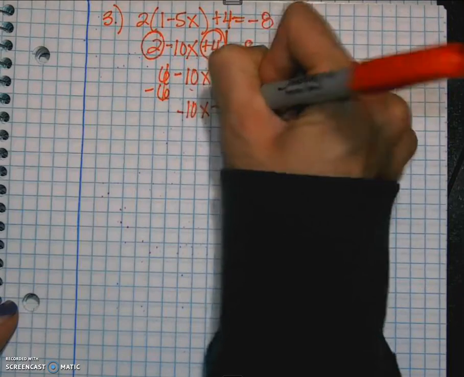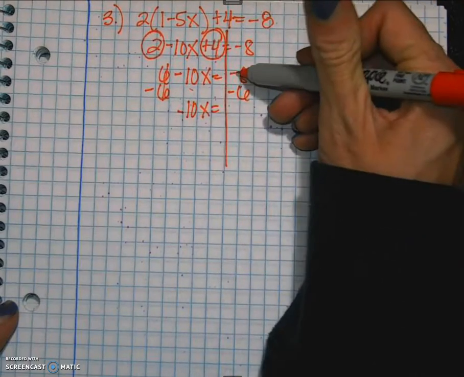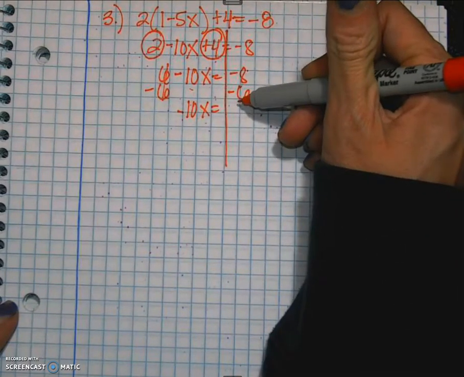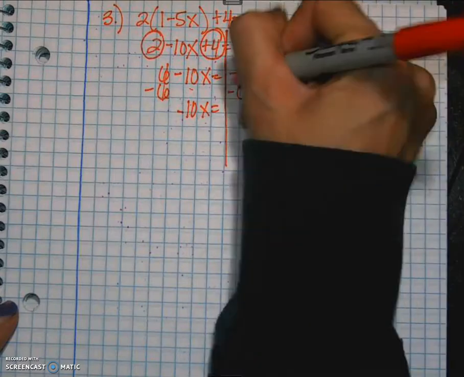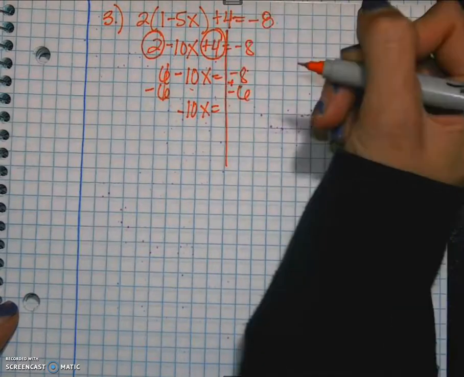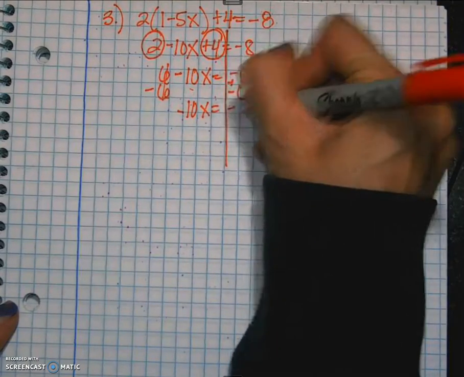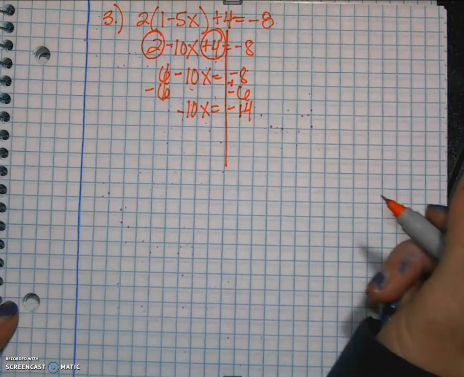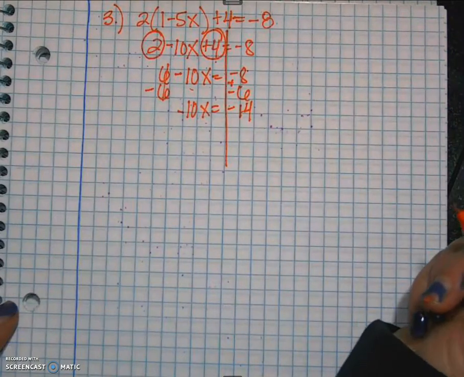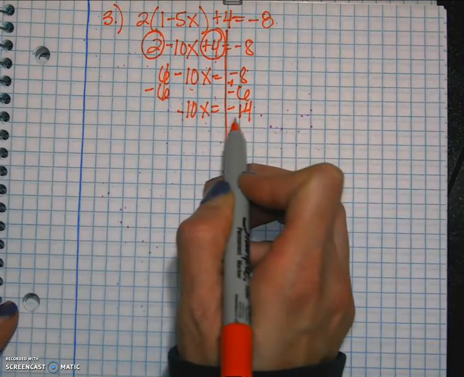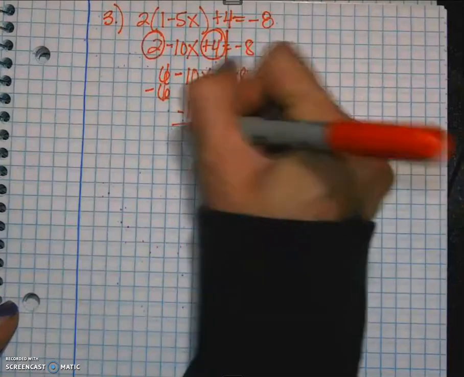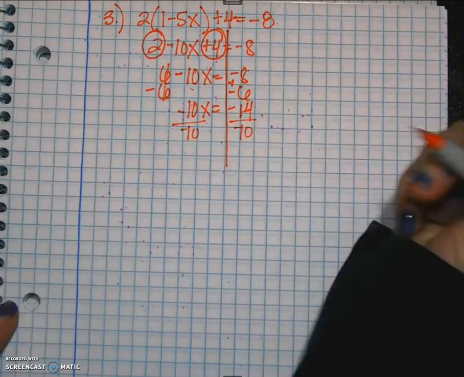Now, hopefully you remember the little jingle, same sign, sum it up. So what this actually means is negative 8 plus negative 6. It is still negative, you're just adding, and that gives you negative 14. Okay? And now you have negative 10x equals negative 14. The last step would be to divide by negative 10.